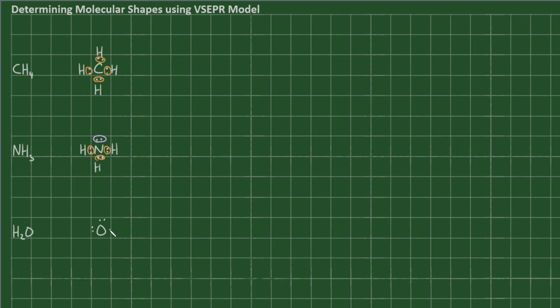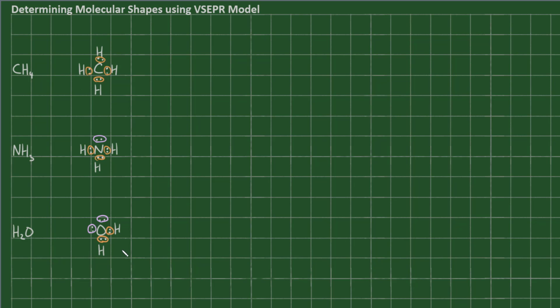In case of water, oxygen is the central atom. Oxygen has 6 valence electrons. Each hydrogen brings a single valence electron of its own, and so we end up with something like this. There are 2 bonding pairs, again circled in orange, but there are also 2 non-bonding pairs of electrons, circled in purple. Although these molecules are quite different, in each case the central atom is surrounded by 4 electron pairs.